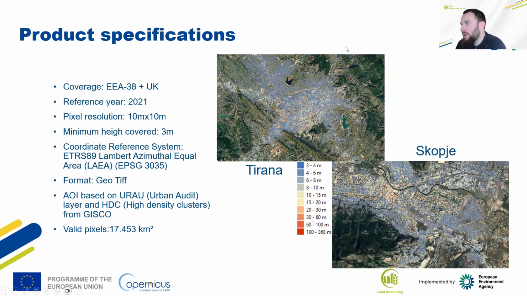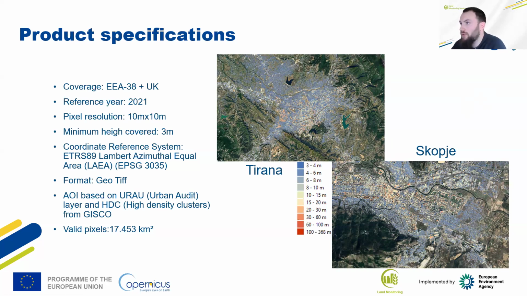Our product is based on LiDAR and satellite information, plus building footprints that we create from our internal algorithms. So merging all of this information, we generate a height model for only the building parts of the DSM that we produce. We cover, as our colleagues have said before, all the EEA38 plus UK cities for 2021 at a pixel resolution of 10 meters.